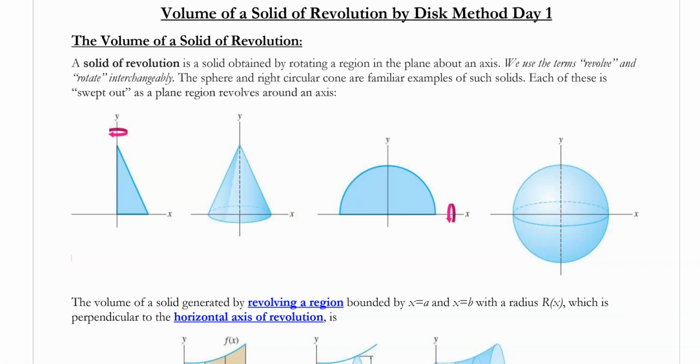Hello, and welcome to my video on volume of a solid of revolution by the disk method. A solid of revolution is obtained by rotating a region about an axis. We use the terms revolve and rotate interchangeably.